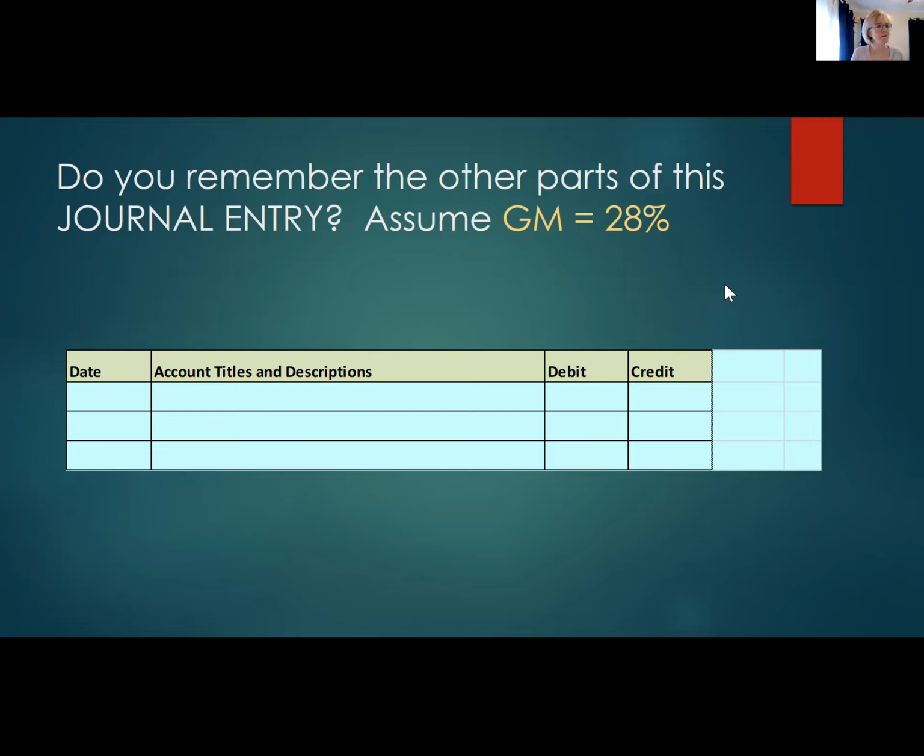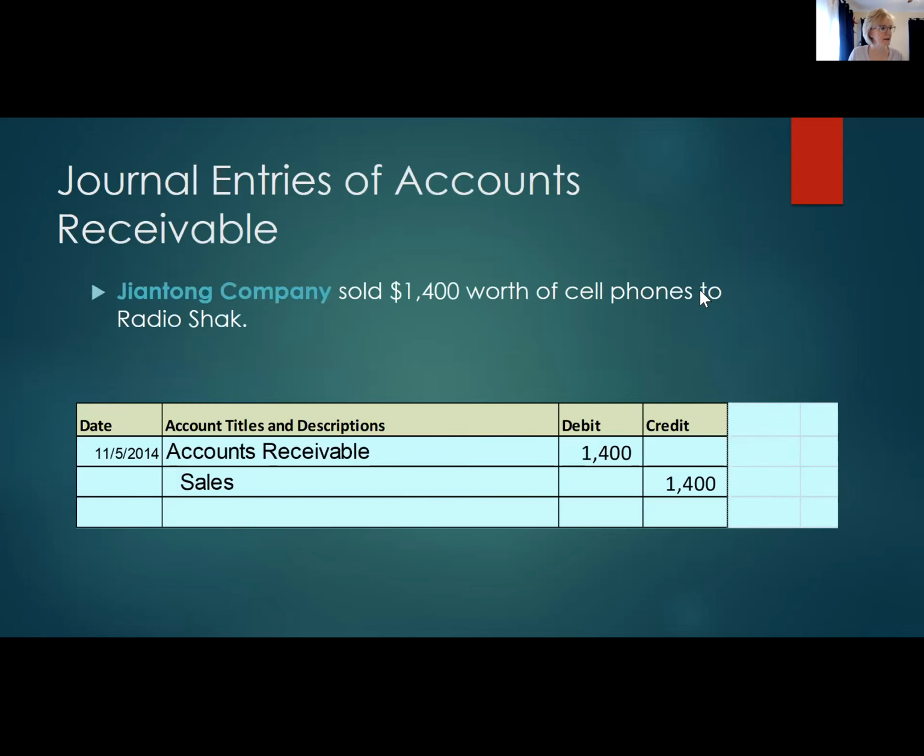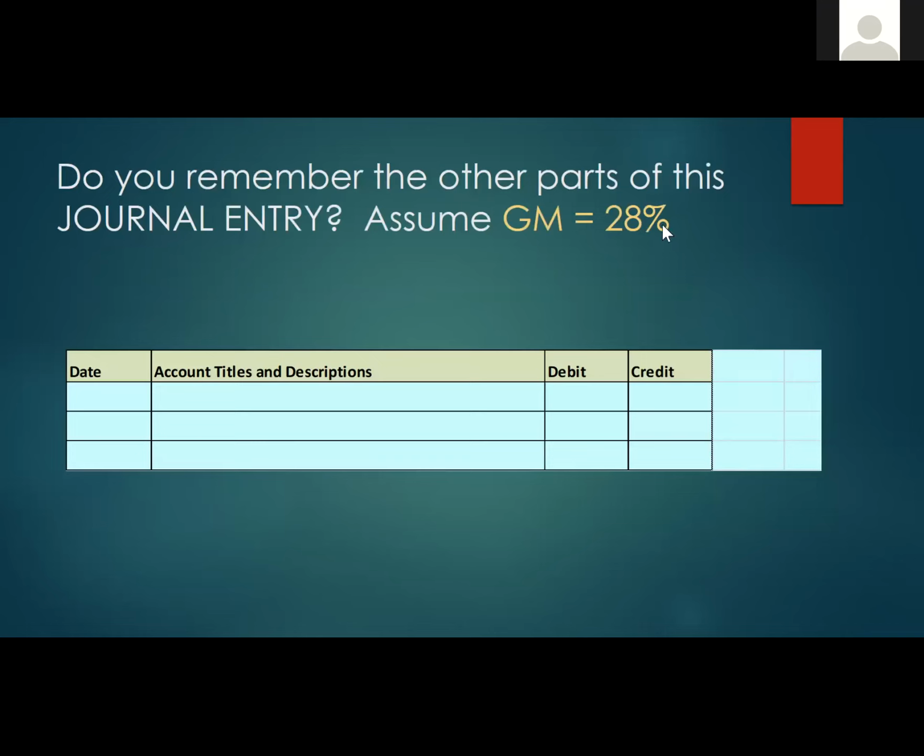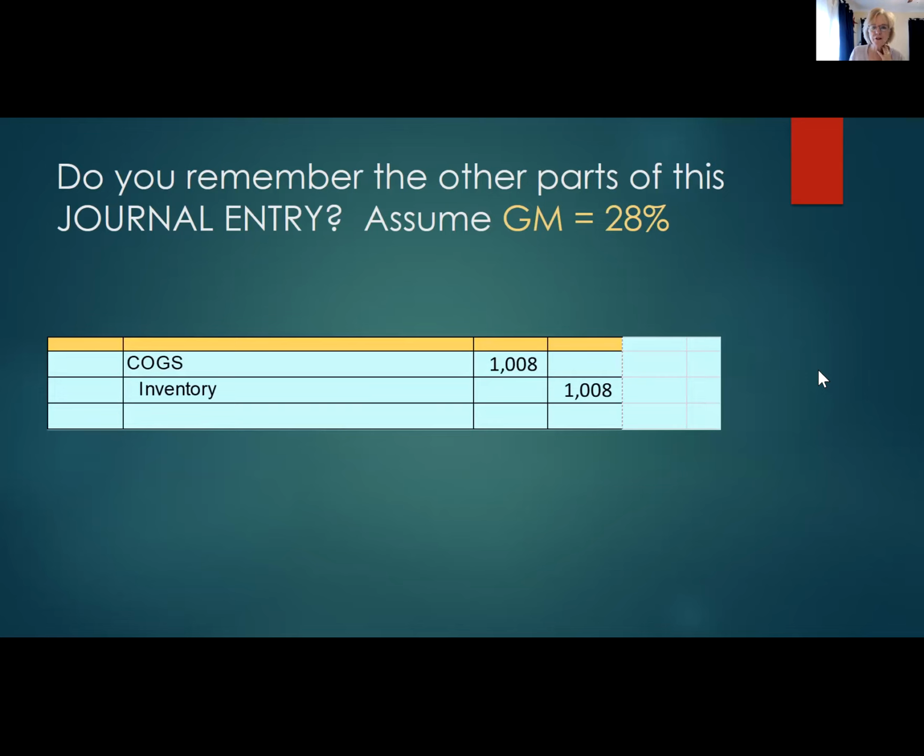So if we know gross margin is 28% and we know selling price is 1,400, gross margin is equal to sales minus cost of goods sold. So if gross margin is 28%, how much is cost of goods sold? So 0.28 times 1,400 is 392. And then subtract that from 1,400 is 1,008. Let's see if you're right. Yay. Okay. Debit cost of goods sold, credit inventory.